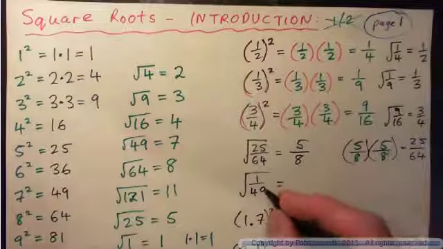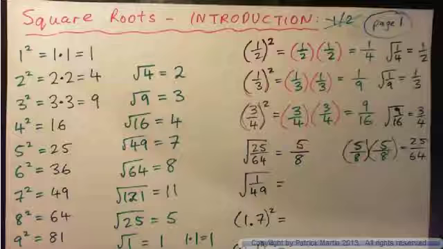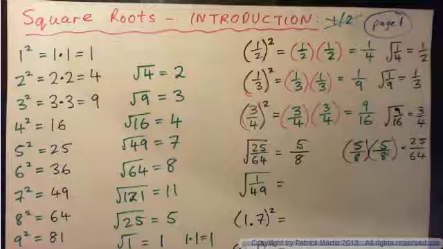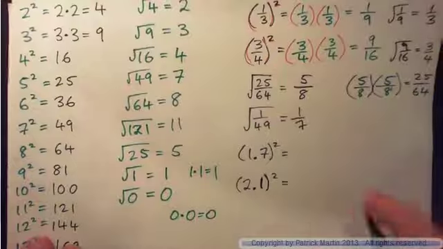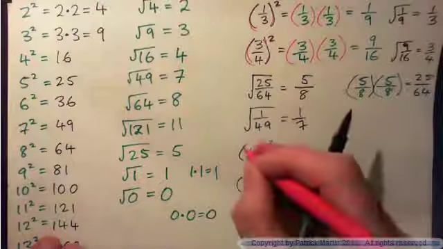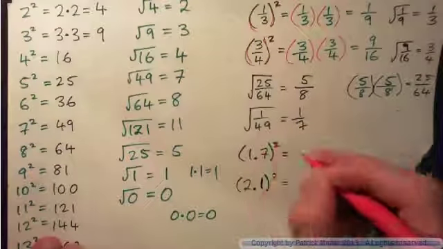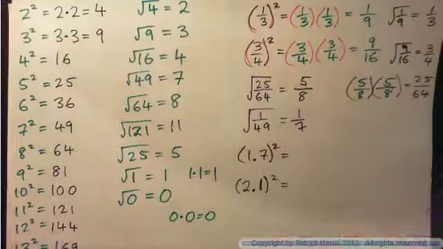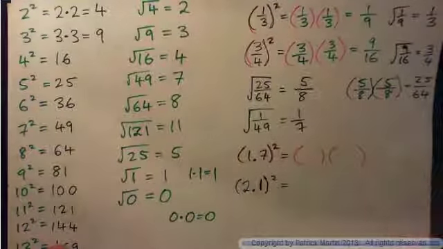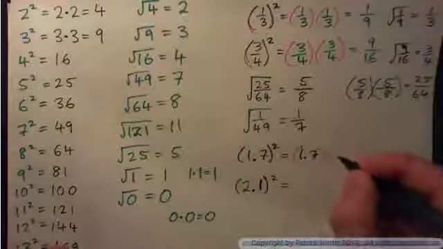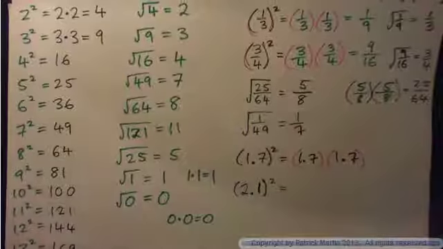So what's this one? Root of 1/49. Write down the answer. It is 1/7. Now, just quickly, you might want to review this. 1.7 all squared. Can you figure this out without making a mistake? It's parenthesis times parenthesis, right? So it's going to be 1.7 times 1.7. And can you calculate that correctly?